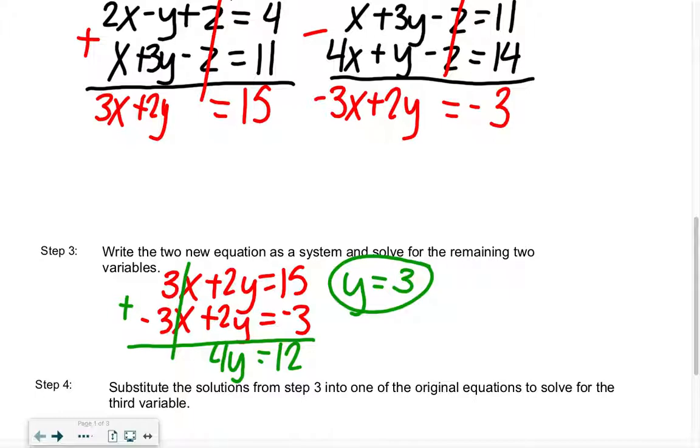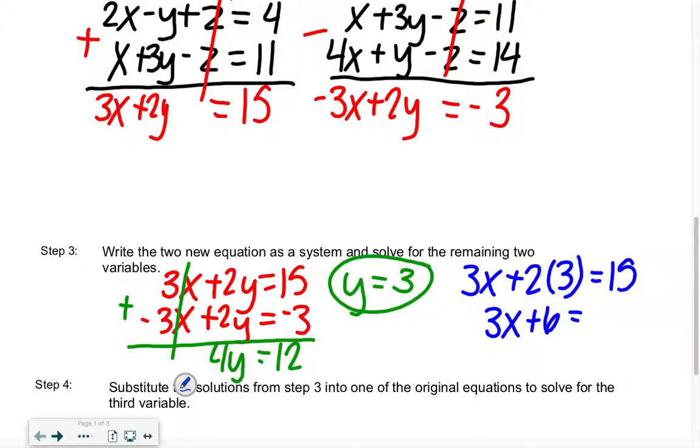Now you can stick this back in those same equations up here. I like to just put it in the top one. I don't know, I just think it's easiest. So we have 3x plus 2, my y is 3, so I'm plugging in my 3, equals 15. 3x plus 6 equals 15. 3x equals 9. x does indeed equal 3. Once you put that, we're done.